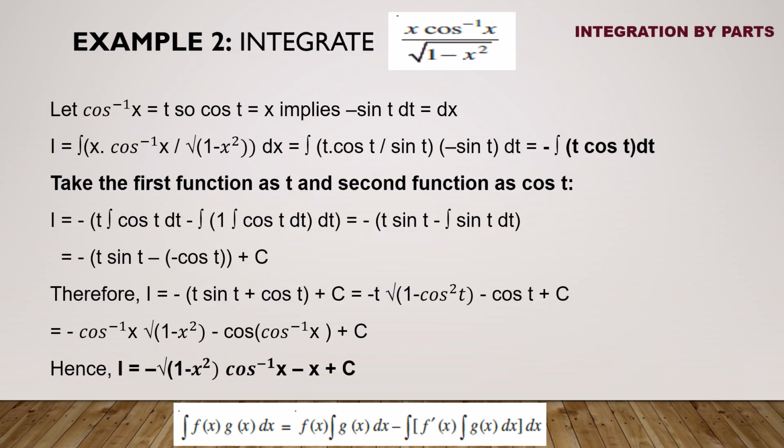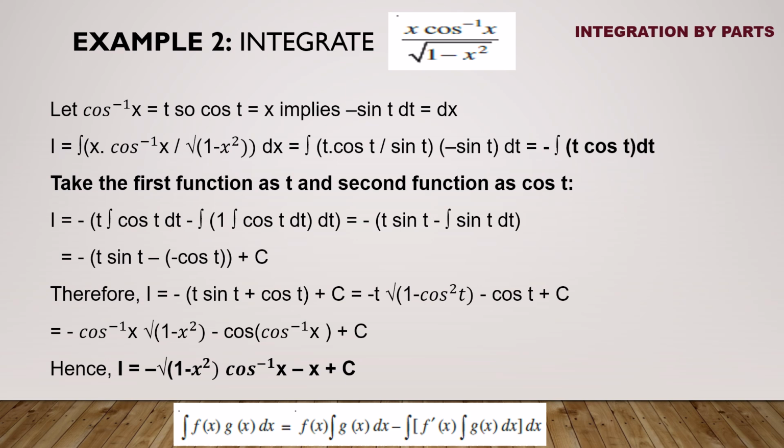Example 2. Integrate x into cos inverse of x upon root of 1 minus x square. Now since you have cos inverse of x over here, to simplify it, what we can do is we take cos inverse of x is equal to t. So cos t will be equal to x. Take the derivative both the sides. So minus sin t dt is equal to dx.